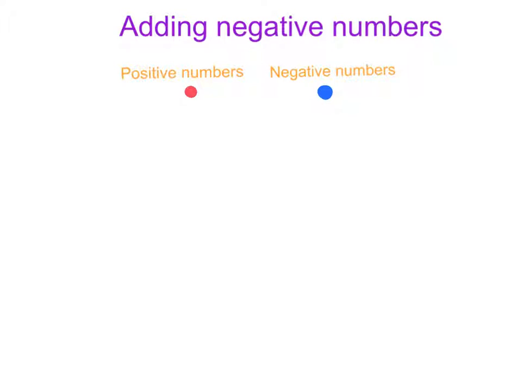Okay, so for this, let's have these red dots right here represent positive numbers, and the blue dots represent negative numbers. So for every one of these, this would be a positive one. And for every one of these, this would be a negative one right here, these blue ones.